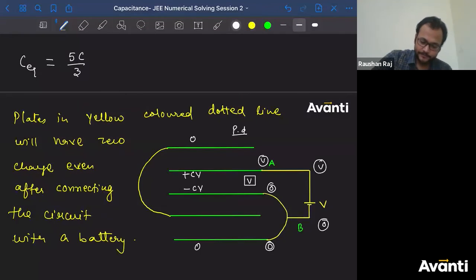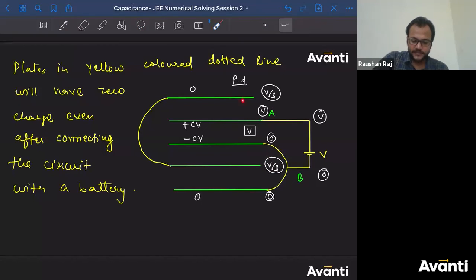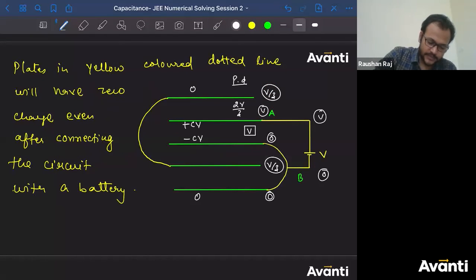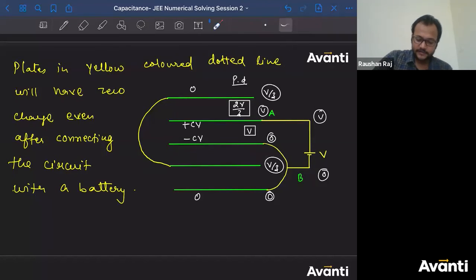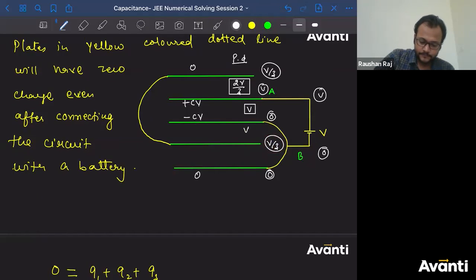तो now I'll quote it here. v by 3. और क्या है बच्चा लोग, इसी को कॉपी करता हूं मैं. Copy it and paste it here. Now tell me, what is the potential difference across these two plates? V minus v by 3. That is 2v by 3. So 2v by 3. I'll use a box. ठीक है? What is the potential difference between these two plates? V by 3 minus 0. V by 3. What is the potential difference between these two? Again V by 3.